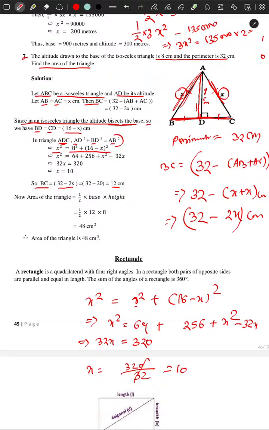BC equals 32 minus 2x, which equals 32 minus 20, equals 12 cm. Now the area of the triangle is half into b into h, where b is 12 and height h equals 8. Hence its area is 48 cm square.